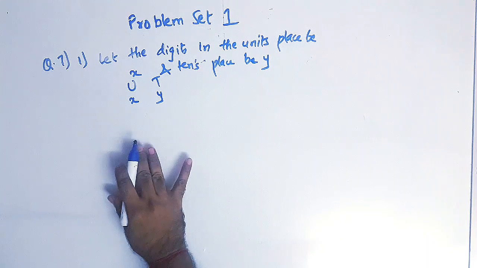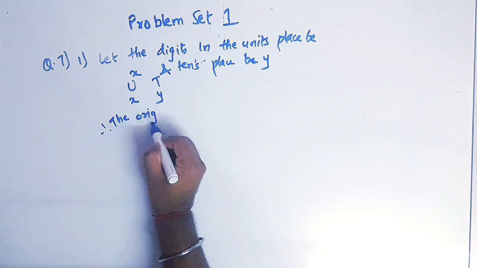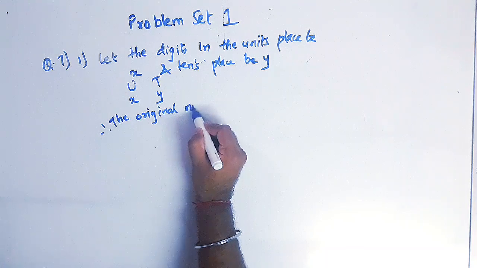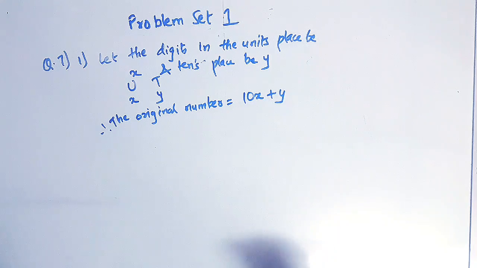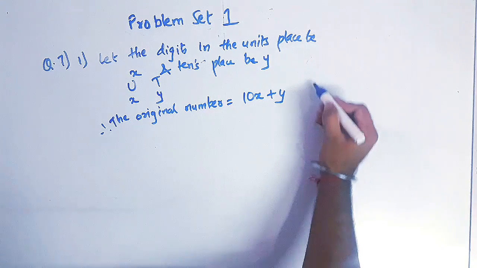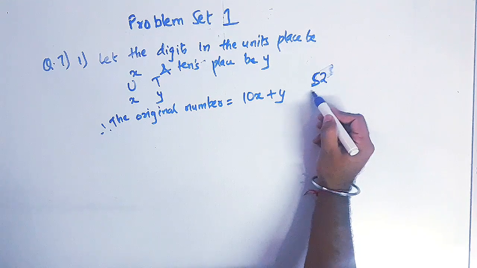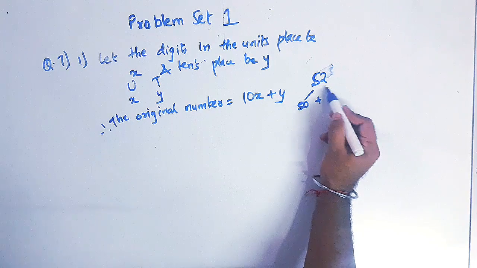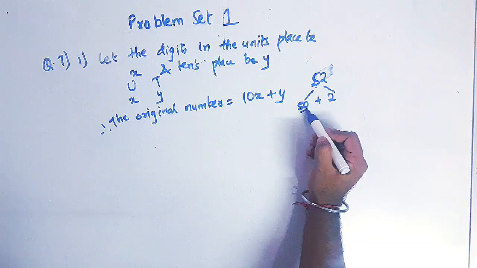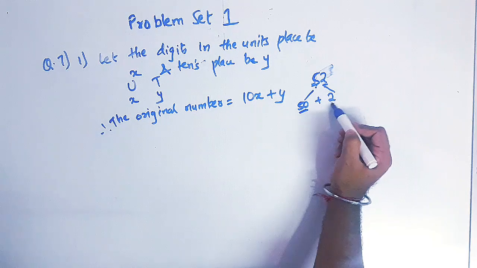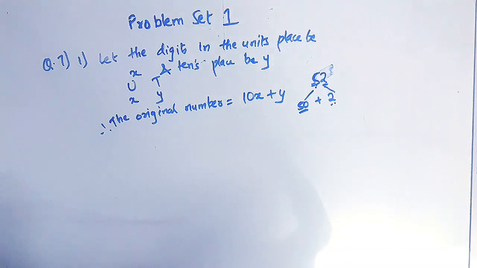So according to your expansion, the original number is equal to 10x plus y. Suppose the number is 52, so your working will be 50 plus 2. The tens digit will be multiplied by 10 and the ones place digit will be multiplied by 1. So your answer will be 10x plus y.